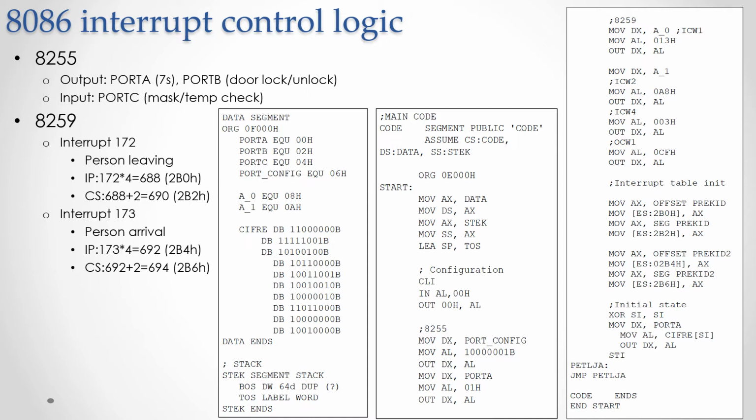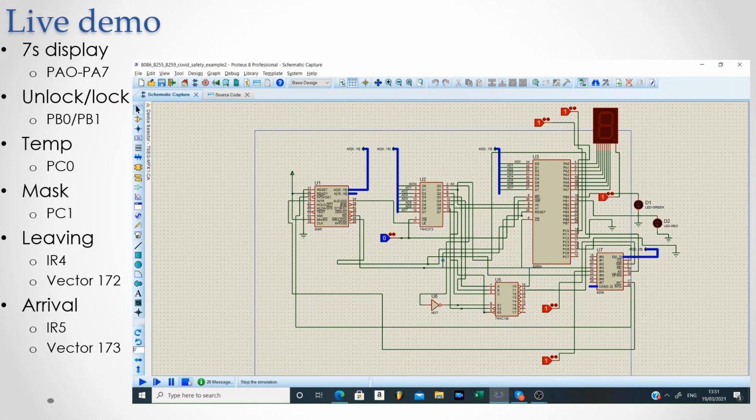For these two code segment and instruction pointer values, we use the following macros in assembler. For the code segment, we use seg and the name of the interrupt procedure, and for the instruction pointer we say offset and the name of the interrupt procedure. In what follows, we'll see a live demo in Proteus.